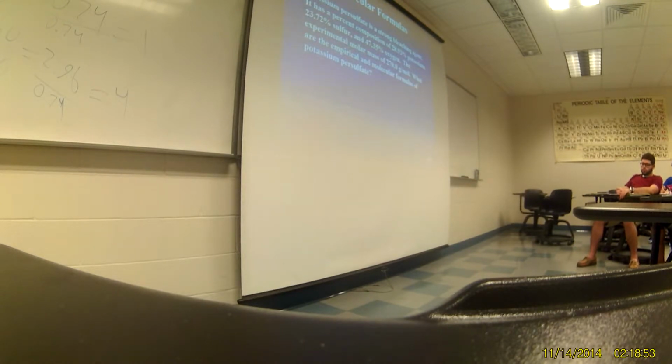270 divided by 135.2 equals what? 1.997. Now what does that number look like to you? 2. So we're going to say that's a 2. Now what do I do with my 2? Multiply it by the subscript on all of those. K2, S2, O8.